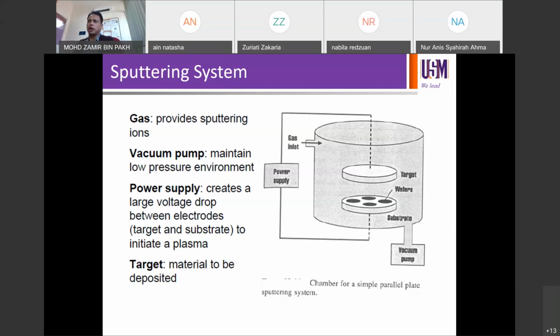If you use DC sputtering, that means you need to use a DC power supply in order to initiate the plasma formation. On the other hand, if you use RF sputtering, you need a radio frequency setup or LC network to be able to initiate the plasma. The rest remains the same.